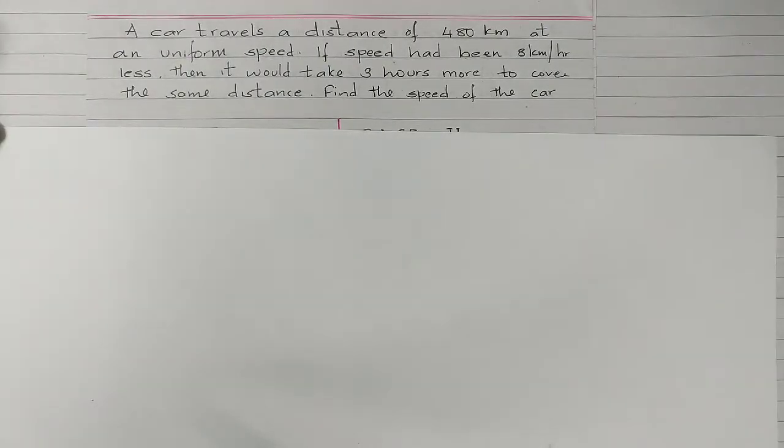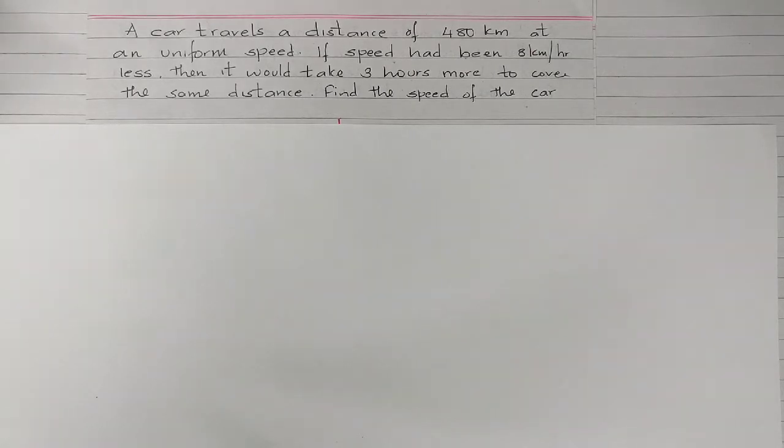A car travels a distance of 480 kilometers at a uniform speed. If the speed had been 8 km per hour less, then it would take 3 hours more to cover the same distance. Find the speed of the car.